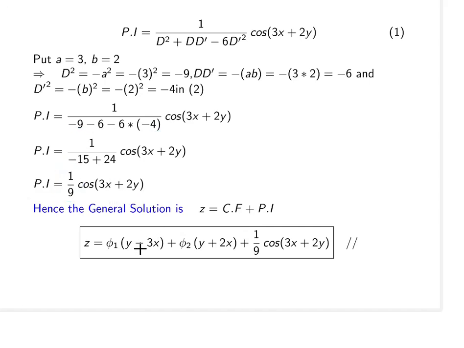So hence the general solution is z is equal to complementary function plus particular integral. So replace your particular integral and complementary function values, we can get z.